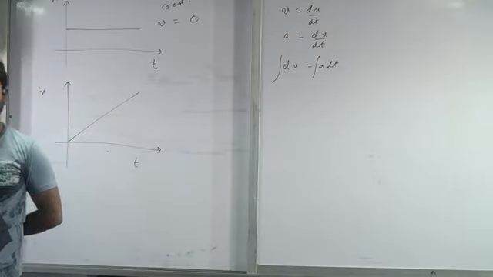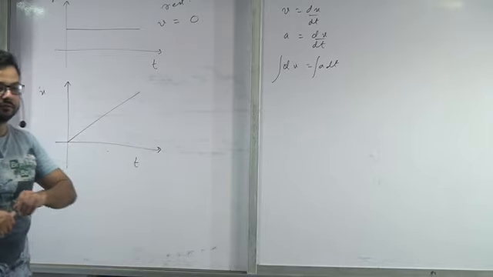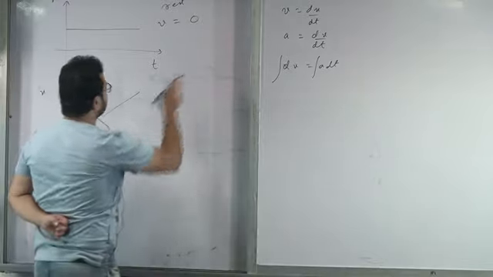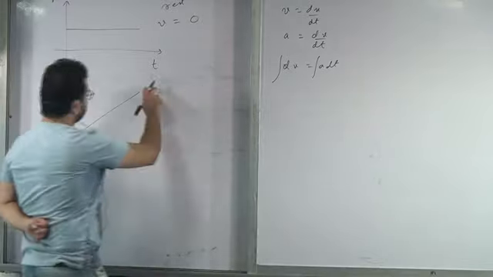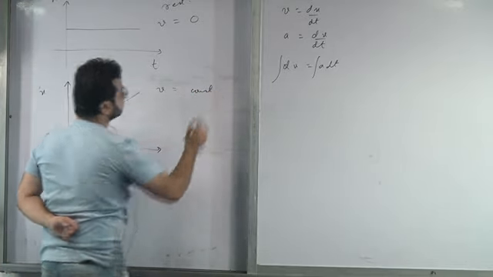What does this mean? Uniform velocity. Why uniform velocity? The slope is constant. Excellent. The slope is constant. So this is the slope, because this is a straight line. So that means the slope is constant. So can we say that the velocity is constant?